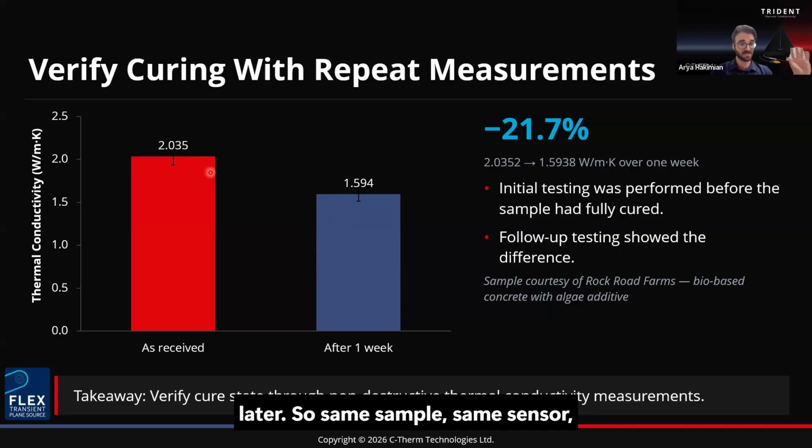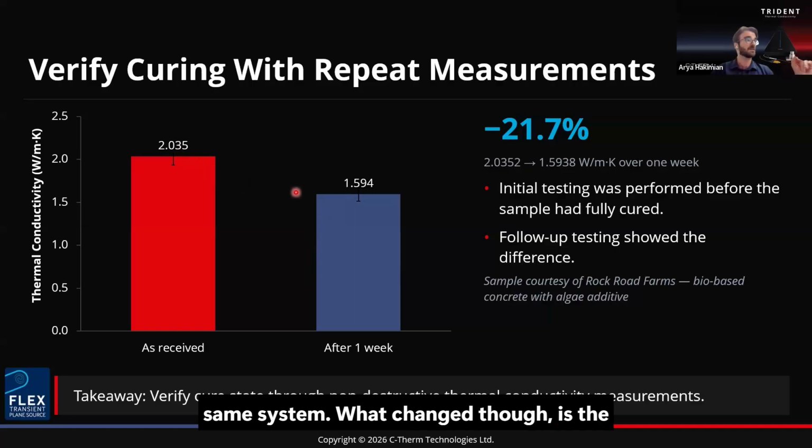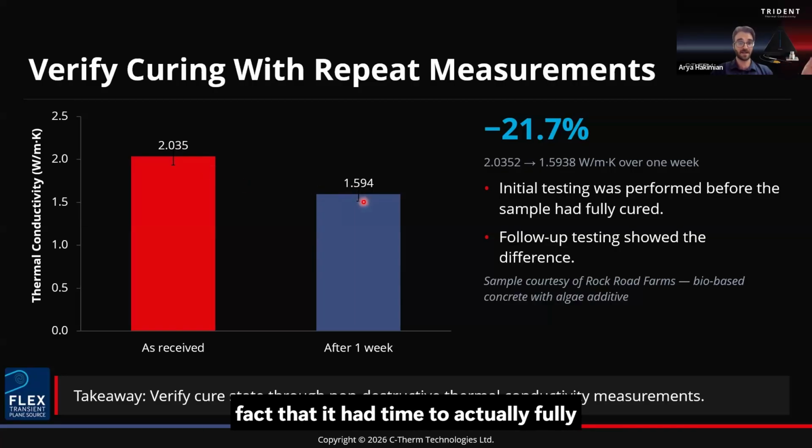So same sample, same sensor, same system. What changed, though, is the fact that it had time to actually fully cure and dry out. And we saw a shift here of over 20% in the thermal conductivity. So these samples were sent from Rock Road Farms. Actually, it's a bio-based concrete with an interesting algae additive. So it's an interesting sample to measure, but it really just illustrates a couple of points here.